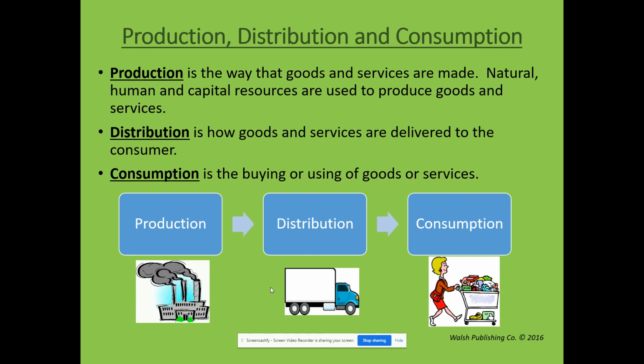Distribution is when we take the product and we get it from one place to another. It needs to be from the factory to the consumer, the one who's buying it. So it needs to be distributed. And we distribute goods on trucks and on boats and on planes, all sorts of different ways that we move products around the earth. Consumption is the consumer. Remember what the consumer is? That's the buyer. So consumption is the act of buying goods and services. Production is the making of goods and services. Distribution is the movement of goods and services. And consumption is the buying of goods and services.